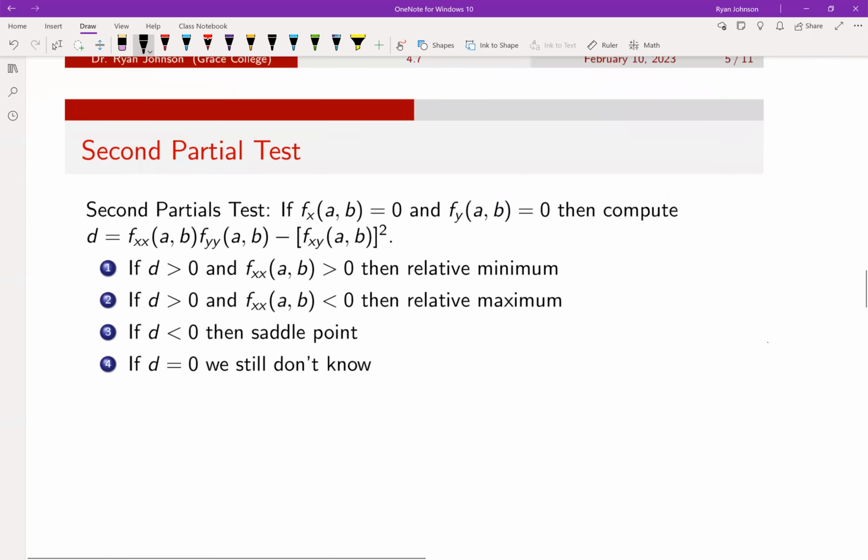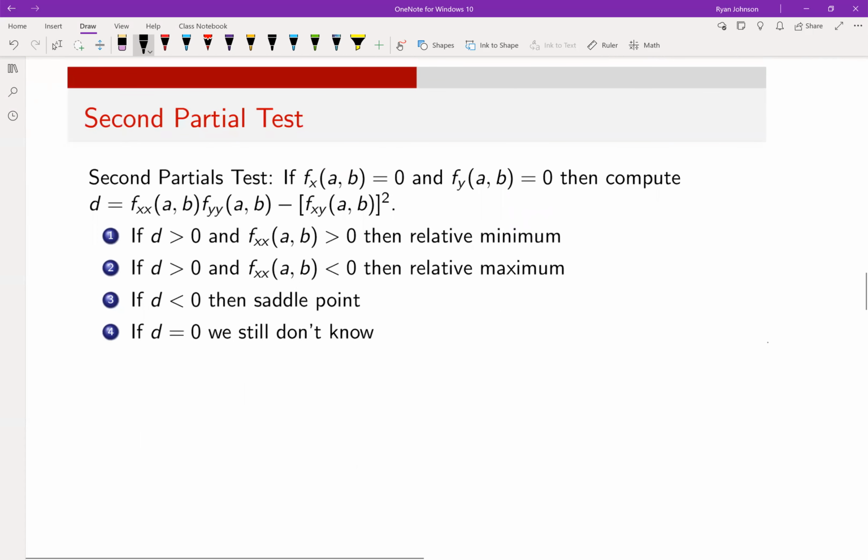Now, when things are smooth, there's a second partial test. If you're able to take second derivatives, then this is a little more complicated than Calc 1. In Calc 1, you would just take the second derivative and it would tell you concave up if it was positive, and concave down if it was negative. So positive second derivative would mean a minimum, negative second derivative would be a maximum. But here, we need to be aware of saddles and things like that.